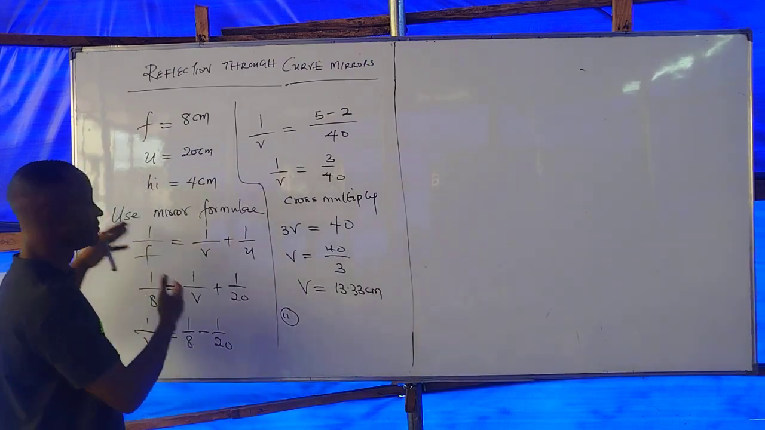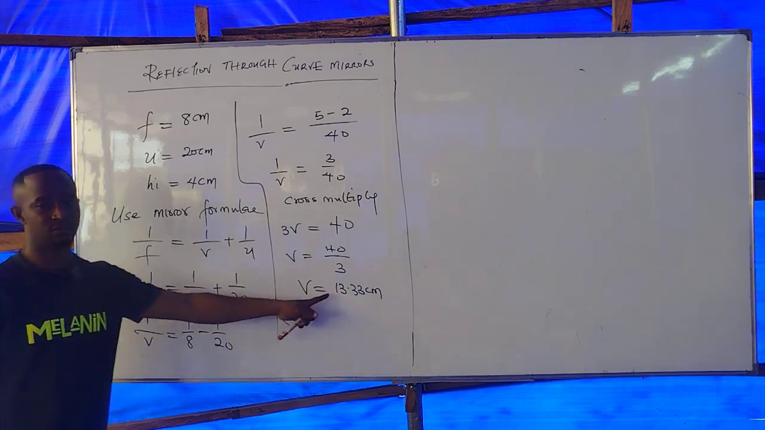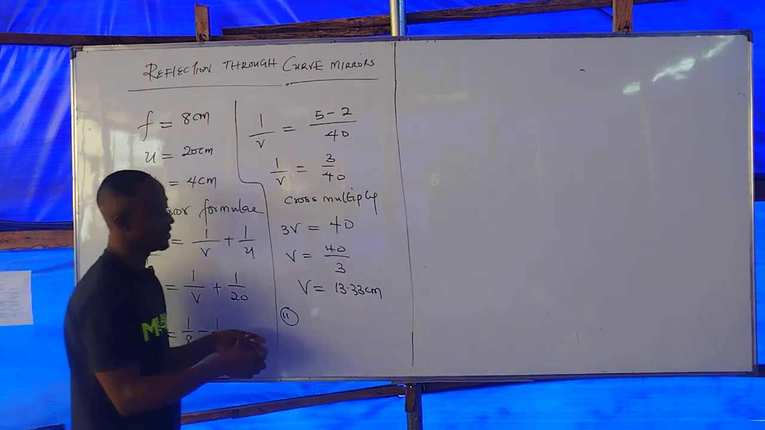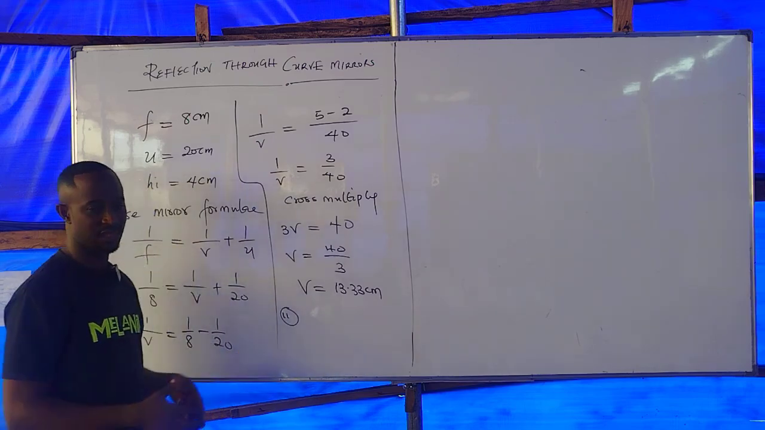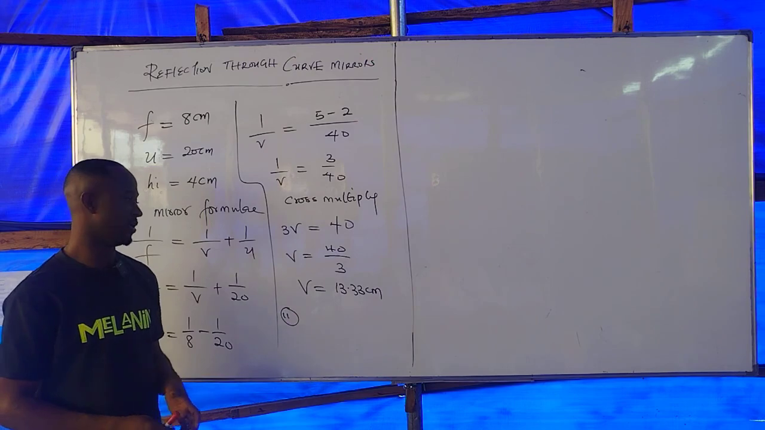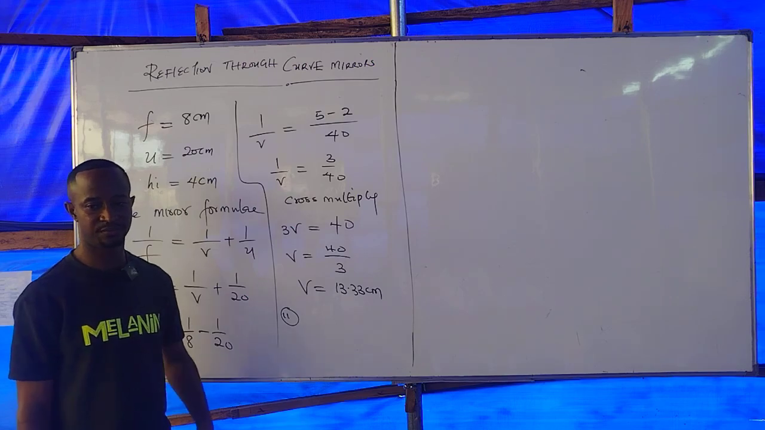Yes, it's at the front of the mirror, not at the back. Why is it at the front of the mirror? It's positive in value. Whenever your image distance is positive, that means the image is in front of the mirror. But if I have negative, that means it is behind or at the back of the mirror.